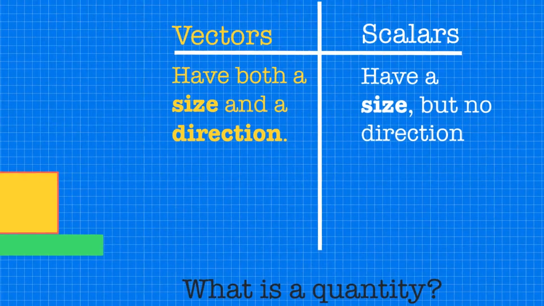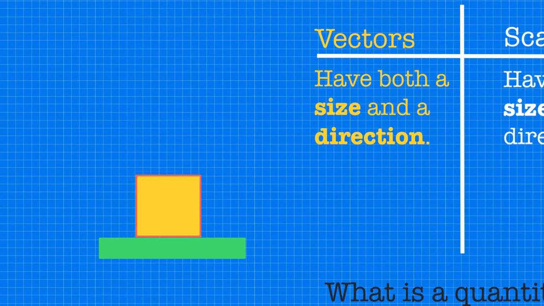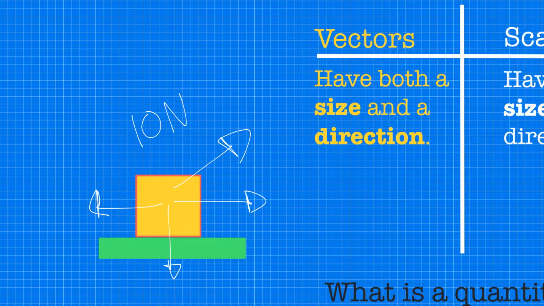Conversely, a vector quantity has a size and a direction. So if I were to say that I were going to apply a force of 10 newtons on this box, that wouldn't tell you enough. You'd need to know whether it was 10 newtons to the right, whether it was 10 newtons down, 10 newtons to the left, or whatever direction the force may be applied in. Force is a vector quantity, so it has to have a size and a direction.